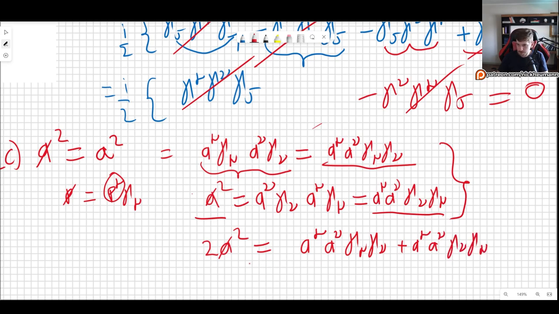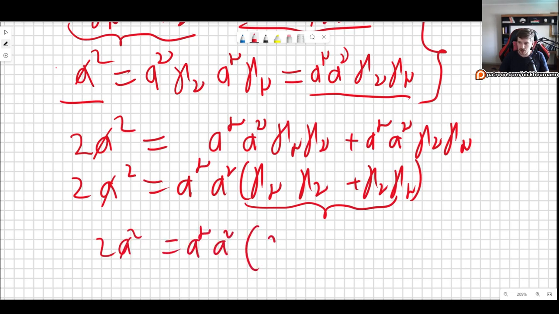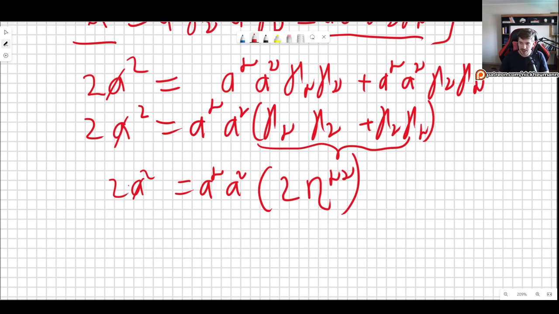So let's factor out the A's. So gamma mu gamma nu plus gamma nu gamma mu. What is this parentheses? You have to know this. If not, go look at it right now. Look it up. This is the Clifford algebra relation, right? We know that that quantity right there is 2 times eta mu nu, right? So the 2's cancel out.